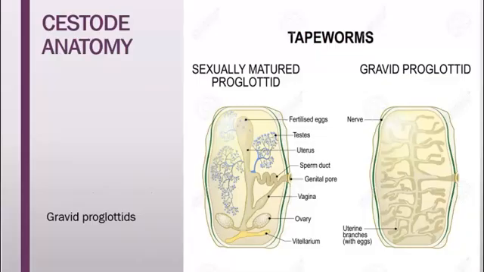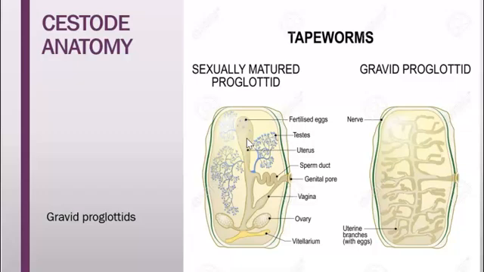So let's look at some images of a sexually mature proglottid and a gravid proglottid. Remember, our tapeworms are hermaphroditic, meaning they can have both male and female organs. So if you look at this sexually mature proglottid, you can see a uterus, you can see testes, you can see ovaries, so you have both male and female organs on the sexually mature proglottid.